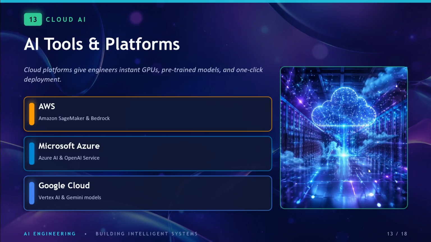And third is Google Cloud, which offers Vertex AI as its unified machine learning platform, along with access to Google's own Gemini models. The key advantage of all these platforms is that an AI engineer doesn't need to buy and maintain expensive hardware. They can rent computing power on demand, use pre-built models instead of starting from zero, and deploy their applications to millions of users with just a few clicks, which is exactly why cloud platforms have become an essential part of the modern AI engineering workflow.